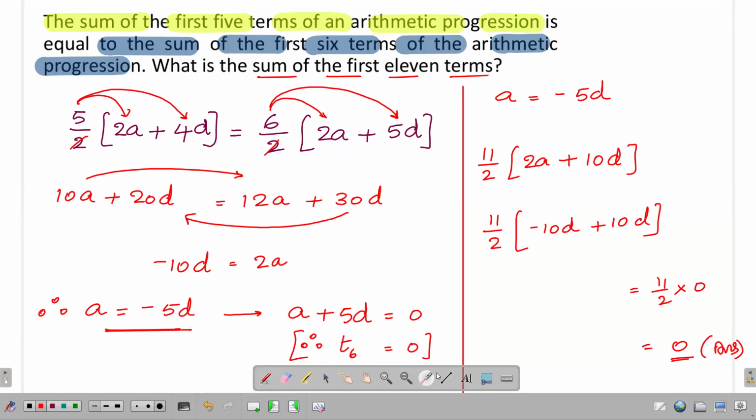But rather than doing this much of stunt and circus, the moment I realize that A is equal to minus 5D, I can see that the sixth term is 0. That is the arithmetic mean of these first 11 terms under consideration. That arithmetic mean itself is 0, which means the sum of the first 11 terms has to be 0. That way you can do the reasoning and say the final answer is equal to 0. Make a note of this. So that brings conclusion to our question number 6.